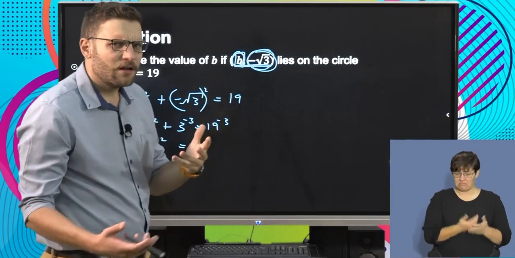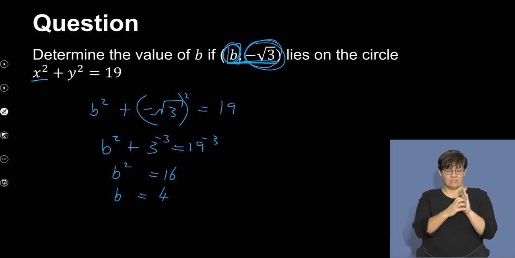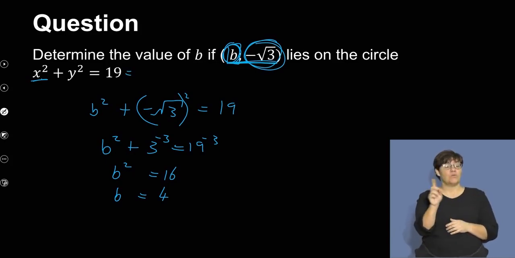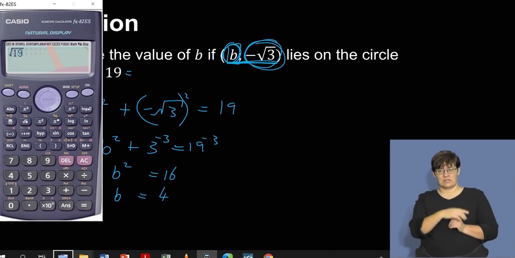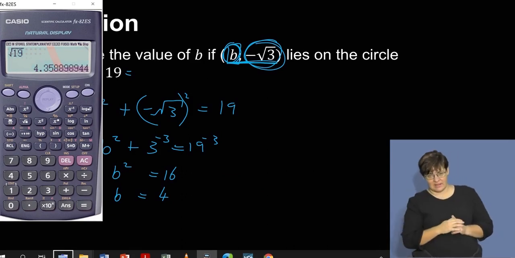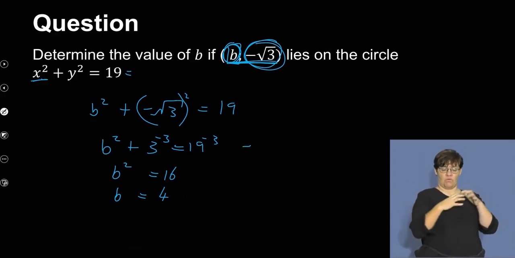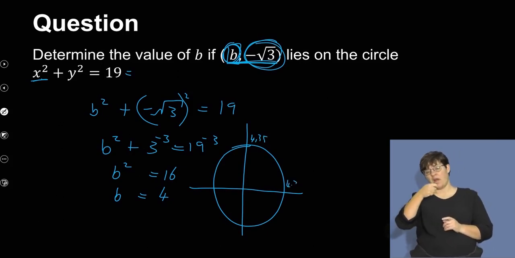I don't know. Let's see if I were to draw this graph, right? So what is my radius? Well, my radius is going to be the square root of 19. So let's go back to my calculator and see what the square root of 19 is. Let's press this SD button, it is equal to 4.35 something. So if I were to draw this circle, this is what it would look like. It would have a radius of 4.35 something.